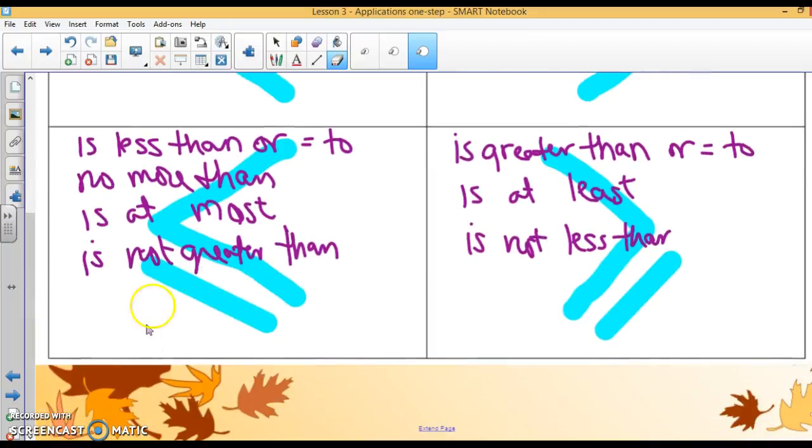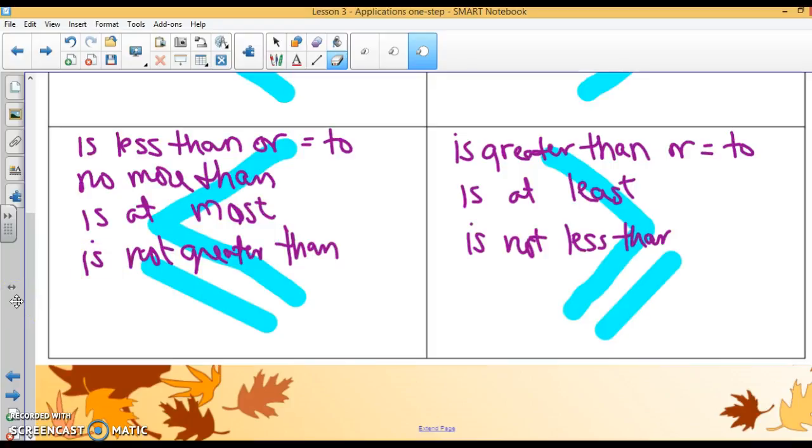Now, down here, less than or equal to, greater than or equal to. These are a little bit more complicated. So the basic one is less than or equal to: no more than, is at most, is not greater than. So think about this, is at most. This is what screws kids up. If your parents said you're allowed to spend at most $10, wouldn't that mean you could spend less than or equal to $10, but you couldn't spend $10.01?